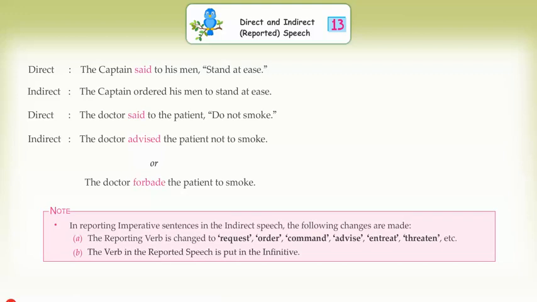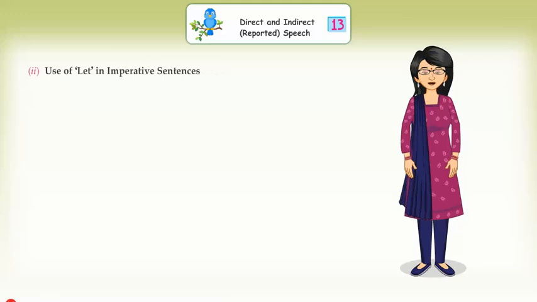Note, in reporting imperative sentences in the indirect speech, the following changes are made. A. The reporting verb is changed to request, order, command, advise, entreat, threaten, etc. B. The verb in the reported speech is put in the infinitive.